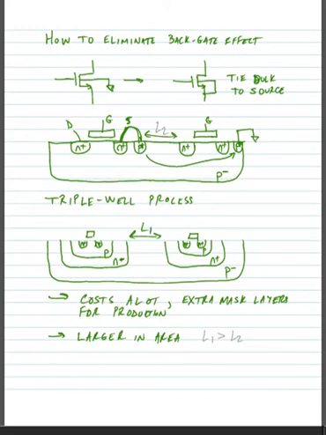We'll call this one L1, this one L2. So we would say that L1 would be much greater than L2. So not only is it more expensive, but it's also larger, and that's a problem because larger circuits cost us more money also.